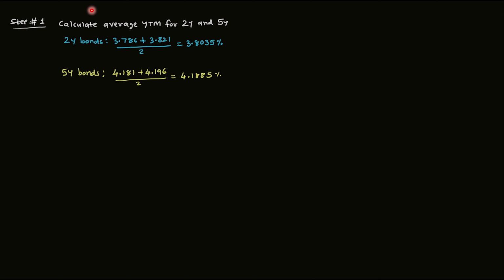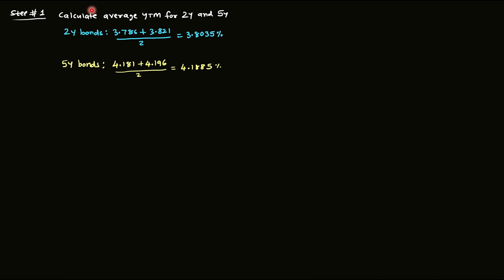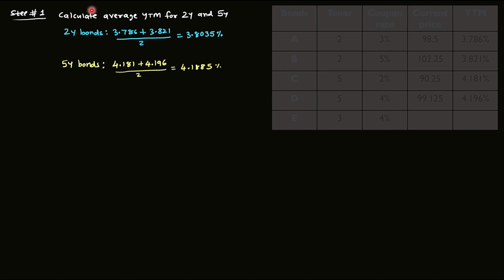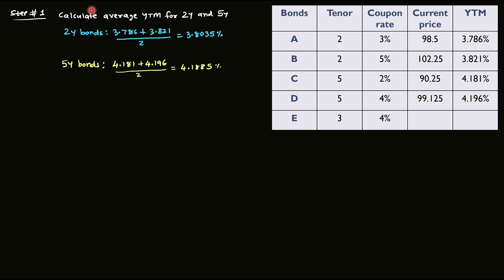All right, so having done step number 1, let's first copy over the table so we have the information available for our reference. So we have completed step 1, so step 2 will be using the linear interpolation method to find the unknowns, right?